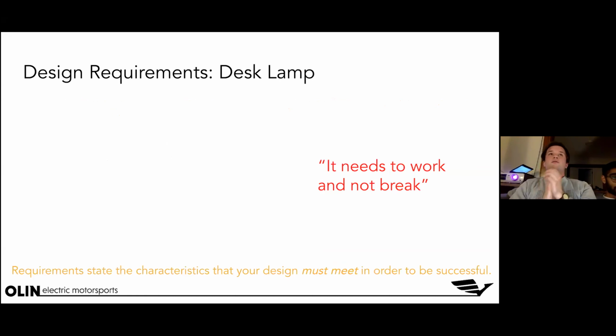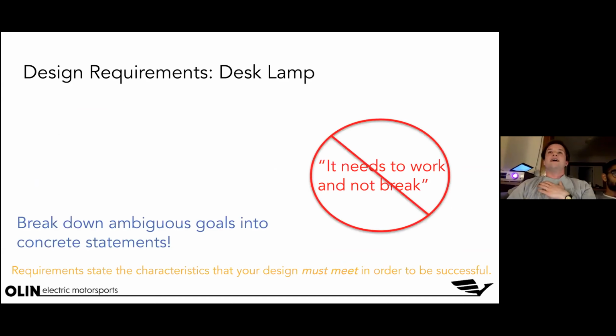So we're going to walk through a little bit here. We're going to try and think of what we need to do to design the optimum desk lamp. Something that's really tempting to do, that I've personally done a lot, is if you're given a task like this, you just say, okay, it's a desk lamp, right? It needs to work and it needs to not break. And that's all it needs to do. Just 100% functionality, right? That is not a good way to think about it because you have these ambiguous, vague goals and you really want to break them down into concrete statements of function.